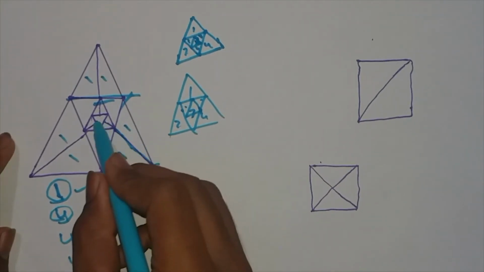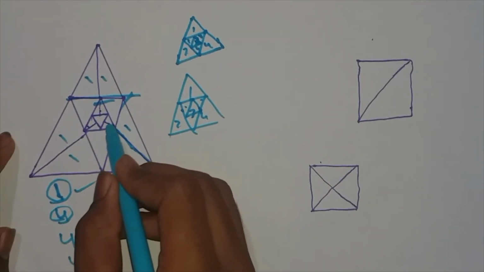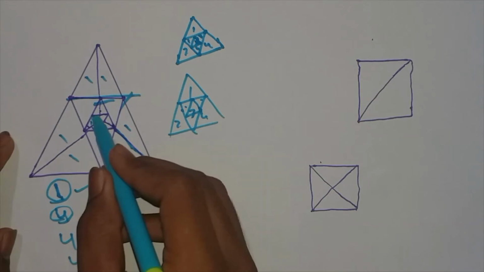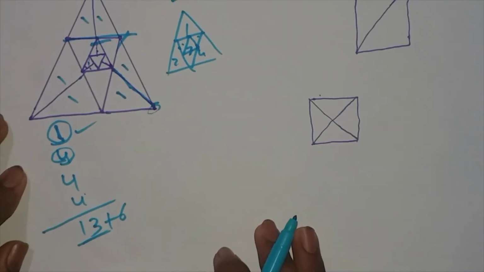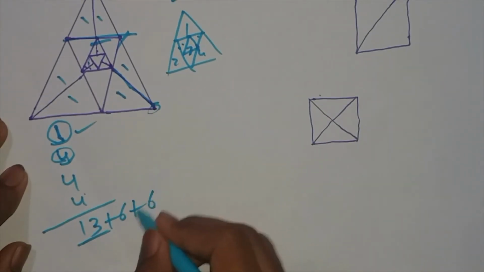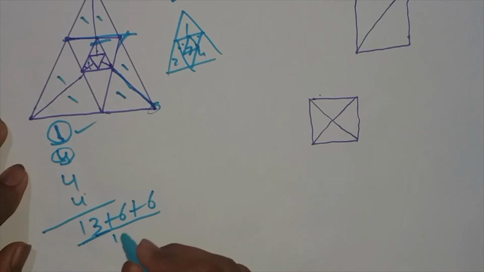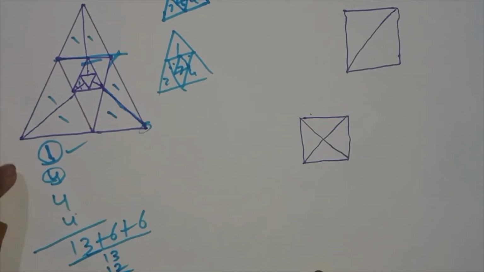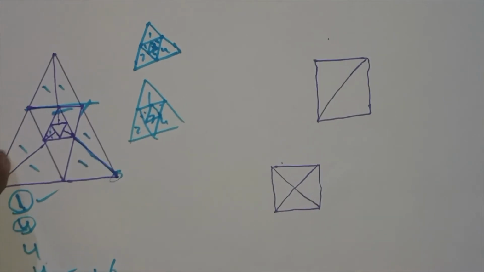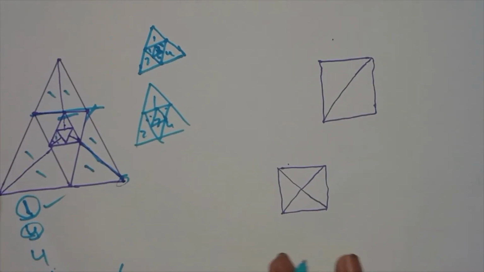So here also there is again an intersection, so there will also be 6. That means for this add 13 plus 6 plus 6, so 13 plus 12. It gives 26 triangles, right? So you have understood the concept. This is the main concept.